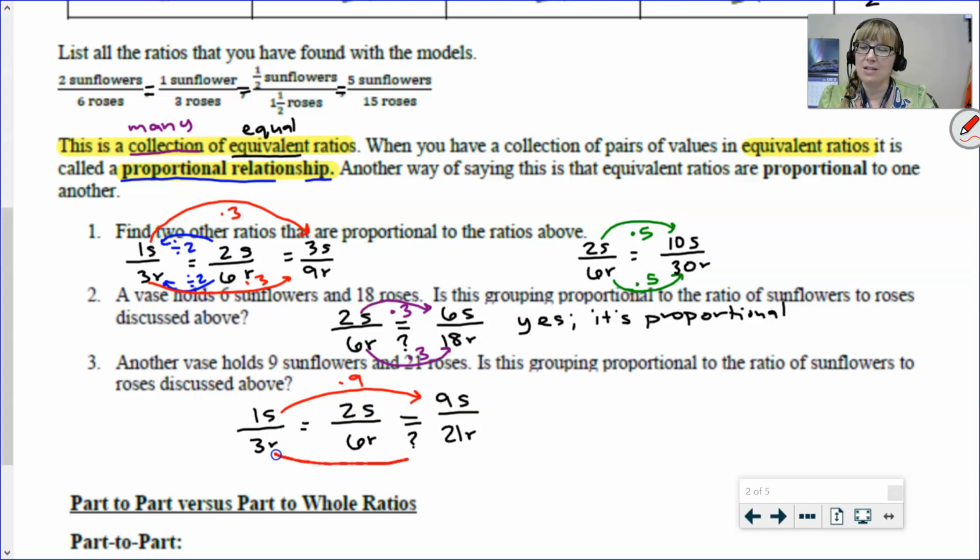So let's do the same thing down here. 3 times 9 is 27. But that's not what this ratio is. It says 21. So if I multiply by 9, I should get 27 roses, and I'm not. I'm getting 21 roses. So is this proportional? No, it is not proportional because it is not an equal ratio.